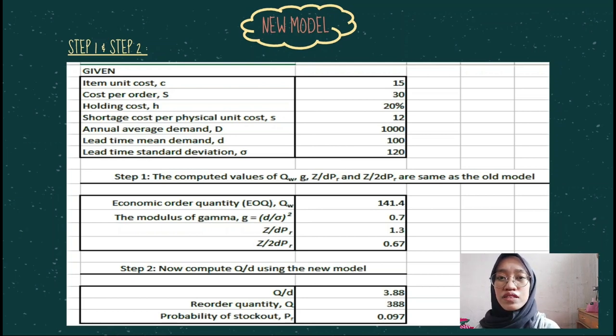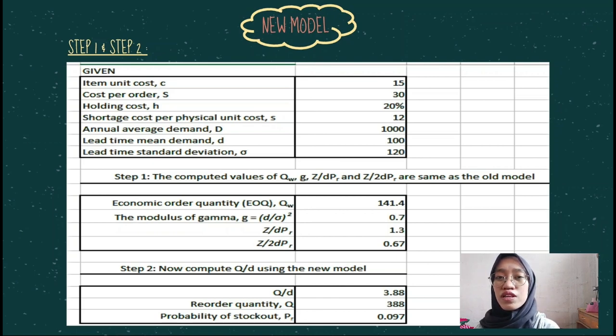Given the continuous review inventory system, let cost per unit item be $15, cost per order be $30, annual average demand be 1000 units, and holding cost be 20%. We compute Q, which is the reorder quantity, and R, the reorder level, using the new model. The computed values of EOQ, which is economic order quantity, modulus of gamma, G, and Z over DPR are the same as the old model.